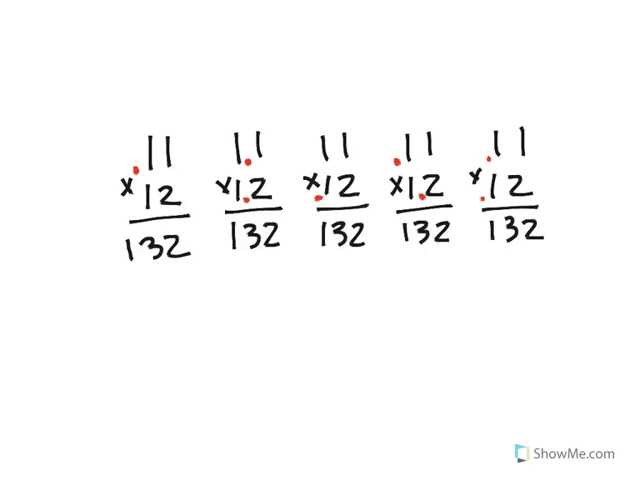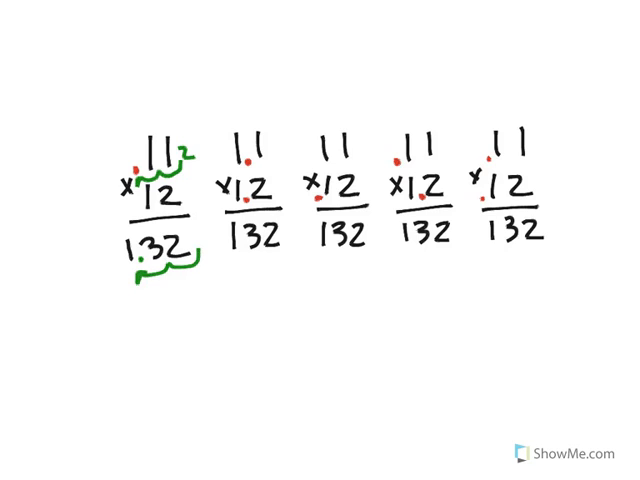So the first one is 11 hundredths times 12. So I look, are there any decimal places in the first factor? Yes, there's how many? 2. Are there any in the second factor? No. So how many total? 2. So my answer to 11 hundredths times 12 is going to be 1 and 32 hundredths.